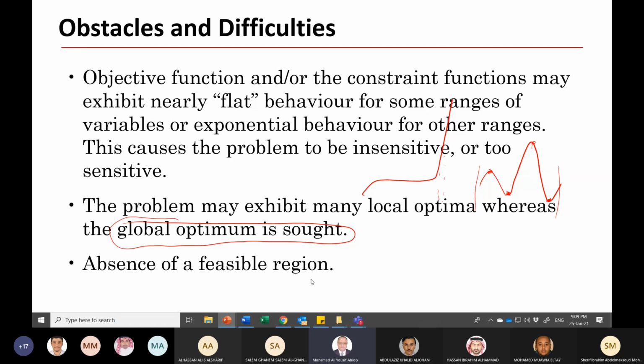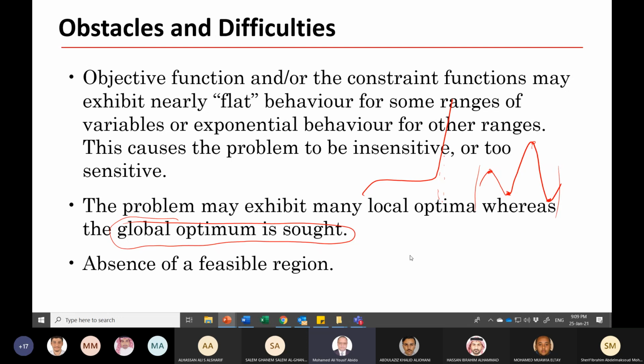Absence of feasible region. Sometimes it's very difficult even to find the feasible region. In complex problems, finding the feasible region is a task by itself. It is not straightforward to find the feasible region to start the optimization problem in some of the complex problems.